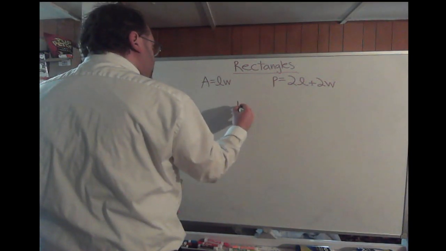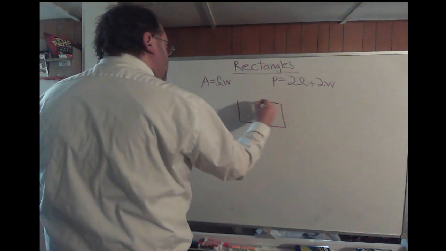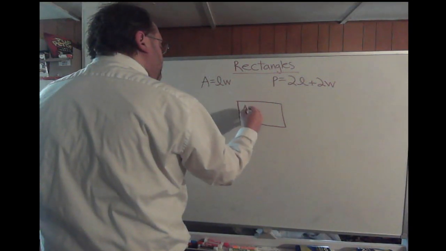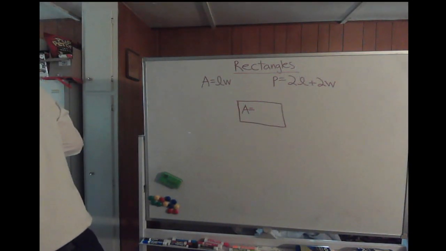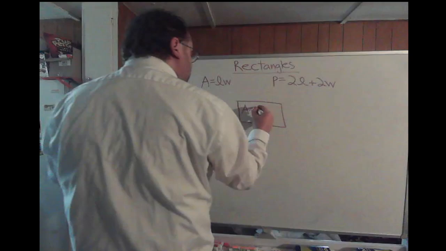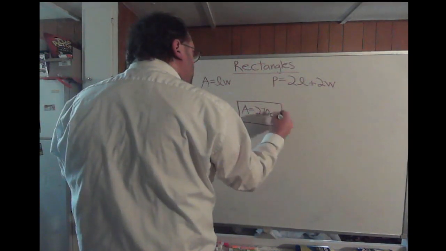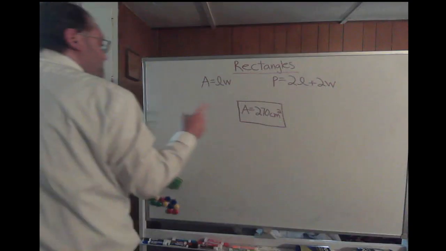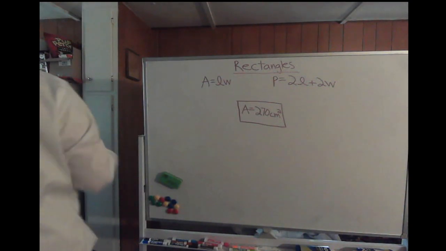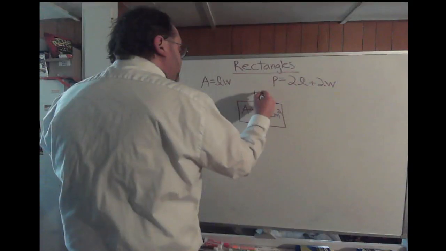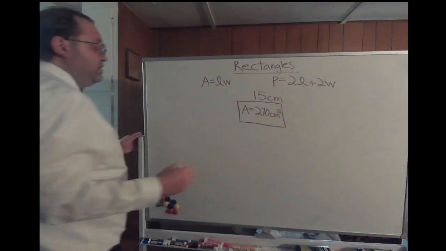Let's say you have a rectangle. They already give you the area. The area of the rectangle is going to be 270 centimeters squared. They give you the length being 15 centimeters. You don't know the width.